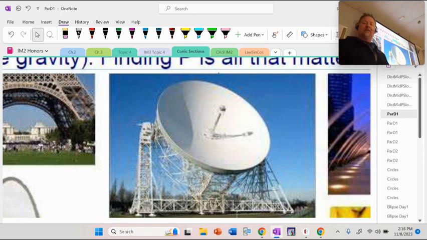I guess in the video you can kind of see this. So what happens? Some of the signal hits right on that focus. Any of the signal that doesn't bounces off the dish.